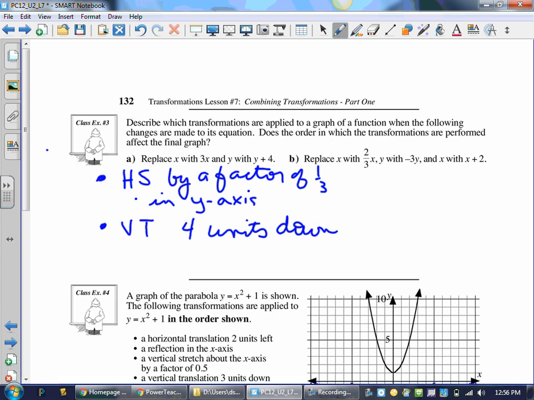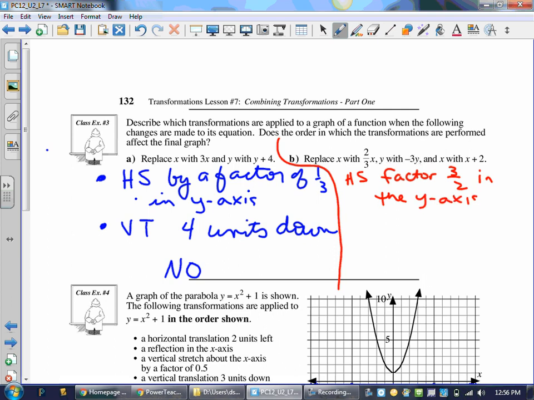Now, we're talking about a horizontal stretch and a vertical translation. Does order matter? No. Order does not matter because one is vertical and one is horizontal. Good, go to B. Okay, it says replace x with 2/3 x. So that's a horizontal stretch by a factor of what? 3/2 in the what axis? Y-axis, if you want to be technical.